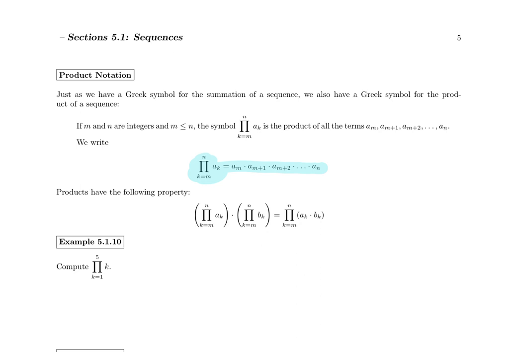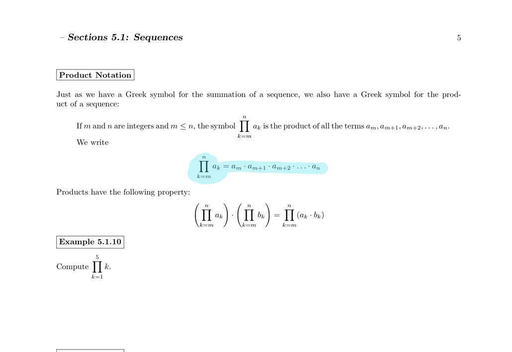And these products have similar properties to the ones that we looked at for summations. But in particular, this one only has the multiplicative property. If two products have the same lower and upper limits, you can then do one product of their product. That's a whole lot of saying product. You can take a sub k times b sub k and do one product.